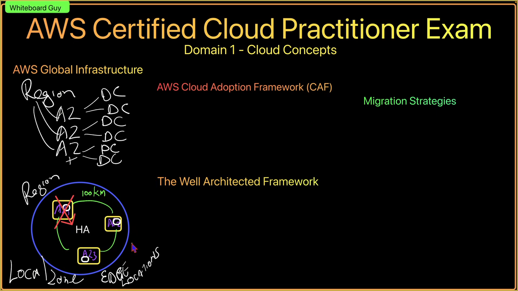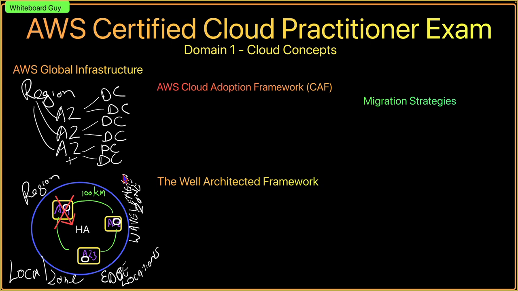Then there's other services as well, like a wavelength zone. So you'll find that this is in your big areas where you maybe have these big 5G ISPs, and inside of their data centers, AWS has some kind of infrastructure as well. So that's a wavelength zone, and AWS will have resources in those as well.